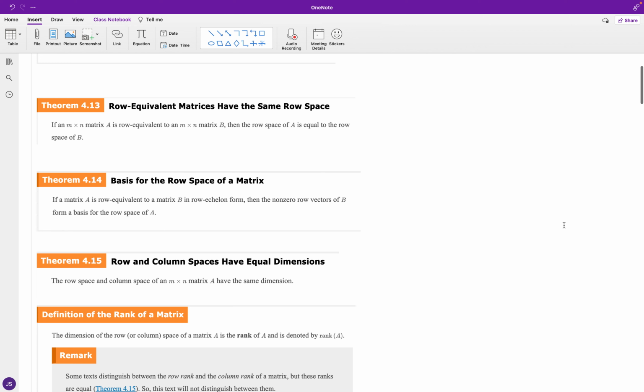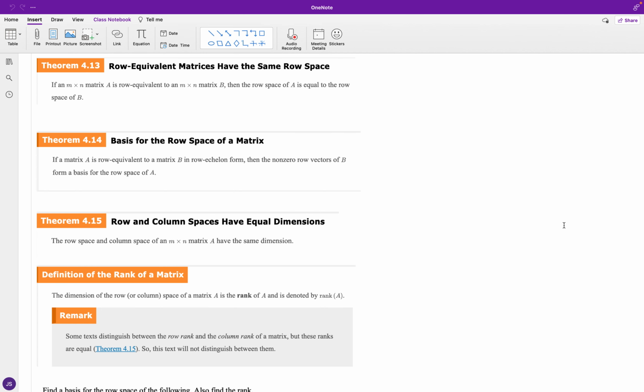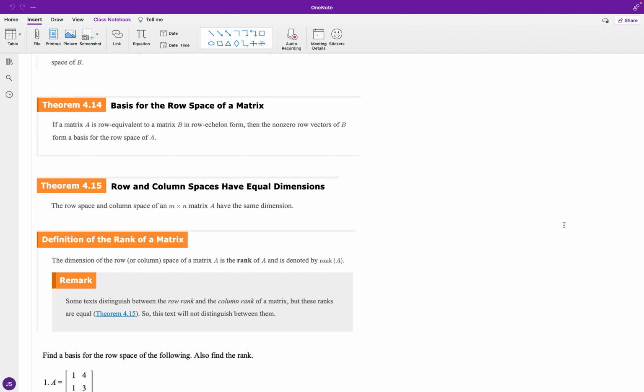Regarding row and column spaces, they have equal dimensions, and so the row space and column space of an m by n matrix A will have the same dimension. For the definition of the rank of a matrix, the dimension of the row or column space of a matrix A is the rank of A and is denoted rank of A. Note that some texts distinguish between the row rank and the column rank of a matrix, but these ranks are equal, so the volume we are using will not distinguish between these items.